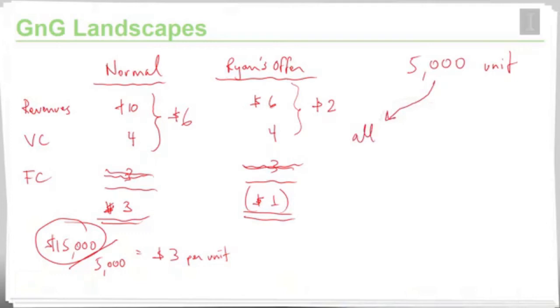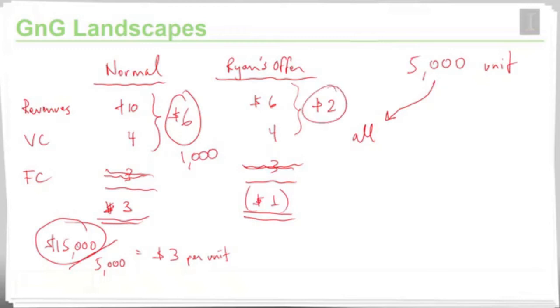If we are currently planning on producing all 5,000 units and selling them to existing customers, then essentially we would incur an opportunity cost in order to sell to Ryan. What would that opportunity cost be? It would be the $6 in contribution margin that we earned from a normal sale. This means that if we were to accept Ryan's offer, we would give up 1,000 units of normal sales at $6 a piece in order to achieve 1,000 units of sales to Ryan at only $2 a piece.